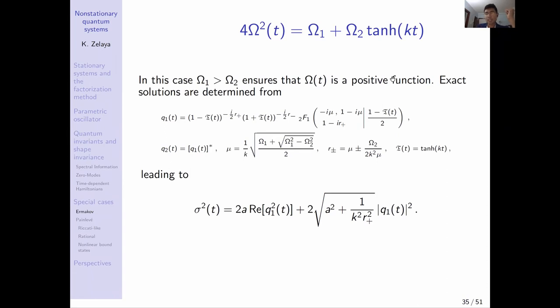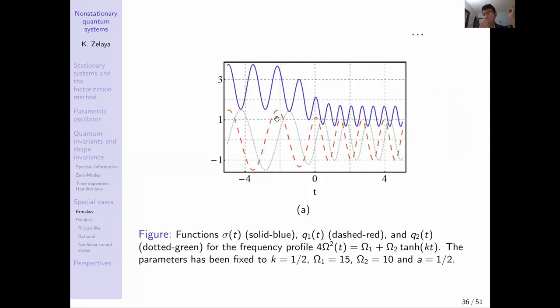There is a special limit here, and it's given by K going to infinity. For K equal to infinity, this converges to the step distribution or the step function. And all this construction reduces to the sudden approximation of quantum mechanics. But for other values of K, we have exact and smooth solutions for the quantum invariant and the Hamiltonian. So these are just two examples of the time-dependent solutions for the Ermakov equation, which are oscillatory, but not periodic.